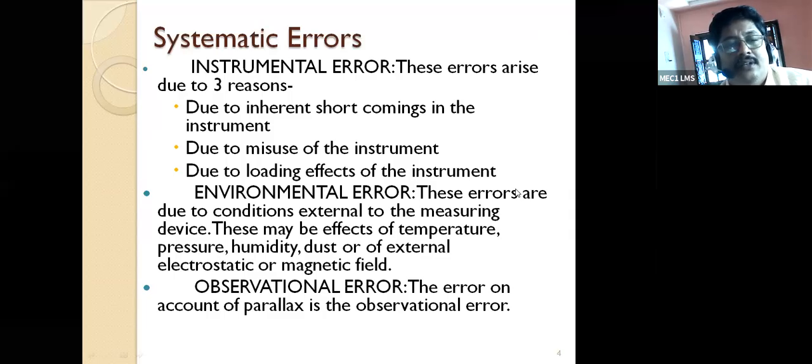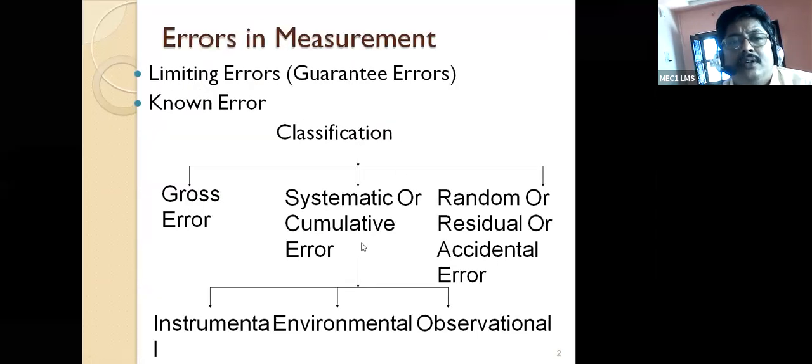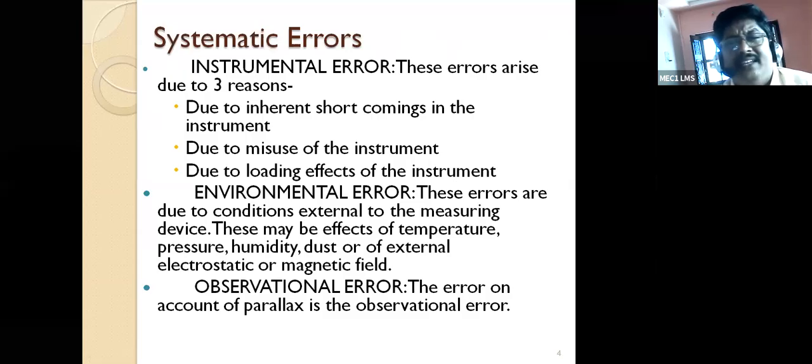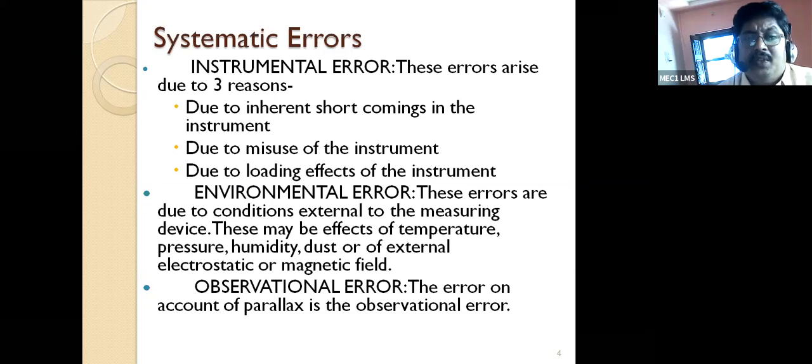Systematic errors, right? Systematic errors we can also call cumulative error. In systematic errors, there are three types: instrumental error, environmental error, and observational error. These three errors.